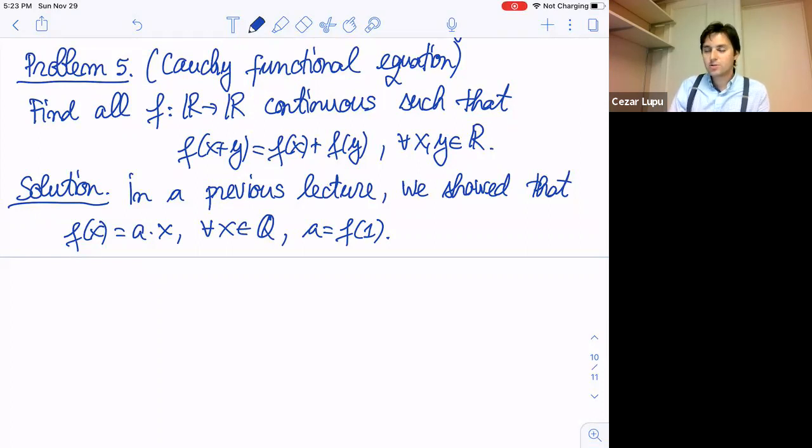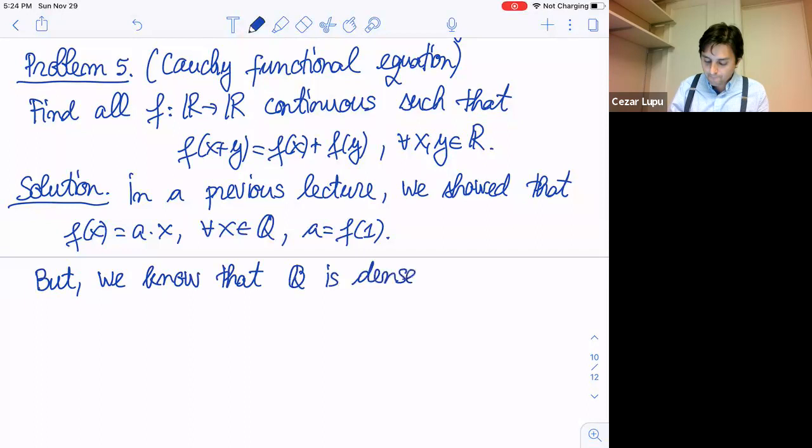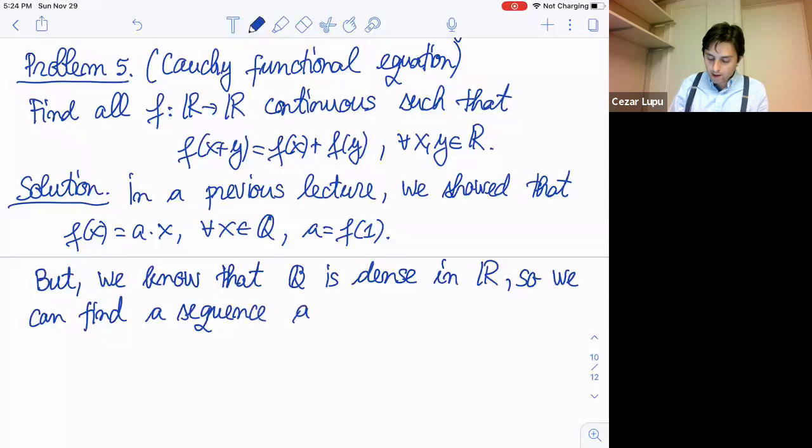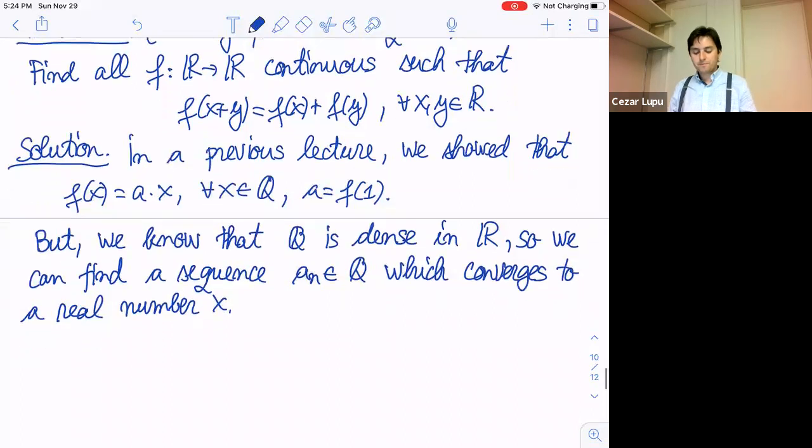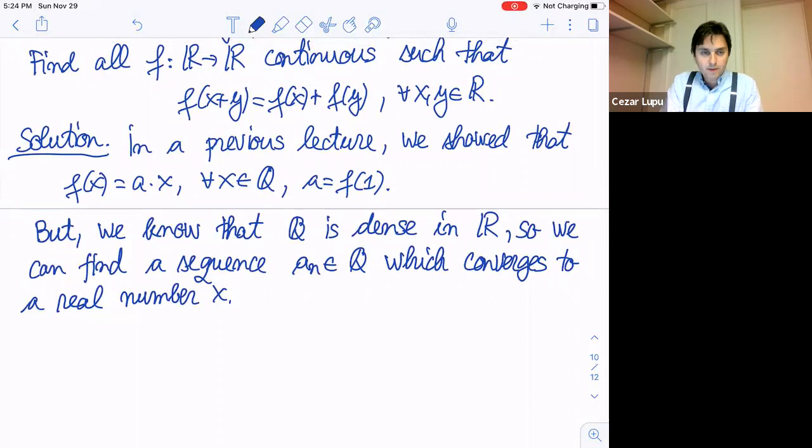But we have something which is important. Now we're going to use something which is called density. We know that Q is dense in R. So we can find a sequence of rationals, let's say a_n, that converges to a real number x. We can do this because of the density.